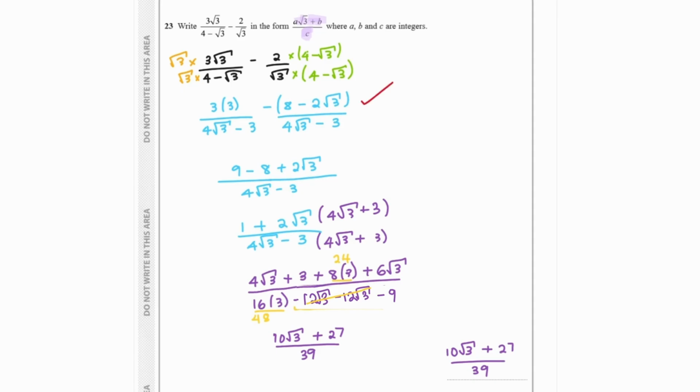So the first mark in this question would be given for making both the denominators the same. The second mark would be for correctly writing everything as a combined single fraction. The third mark would be for correctly rationalizing the third. And the final mark would be for getting a correct final answer.